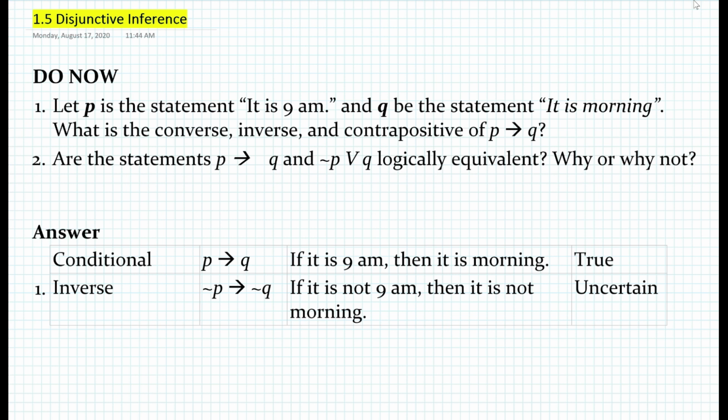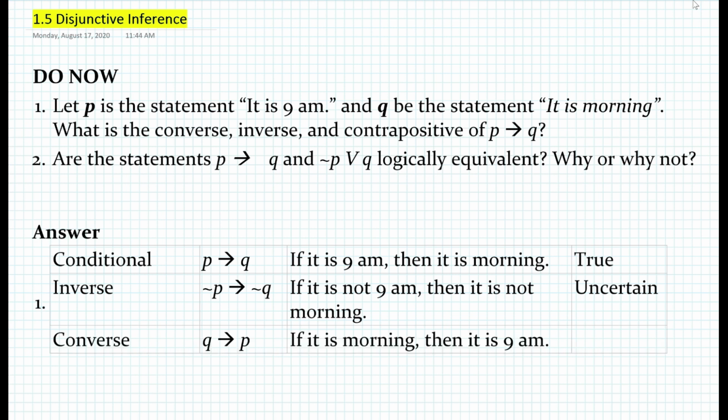So let's write the converse now. So the statement would be if it is morning, then it is 9 a.m. Is the statement true, false, uncertain? Well, again, if it's morning, it doesn't necessarily have to be 9 a.m., right? It can also be 10 a.m. This statement is also uncertain.